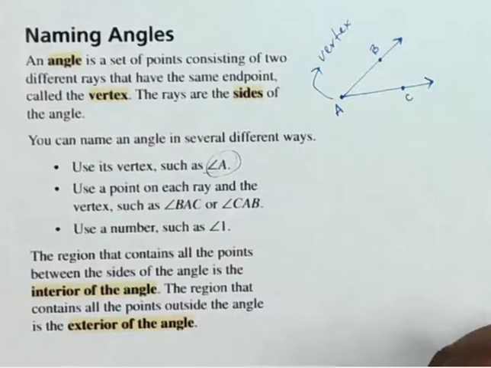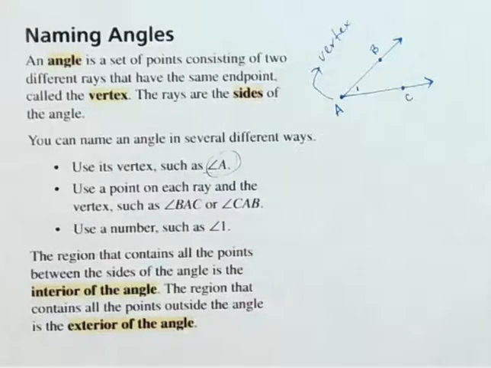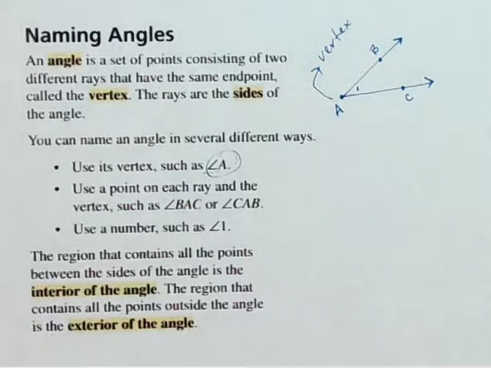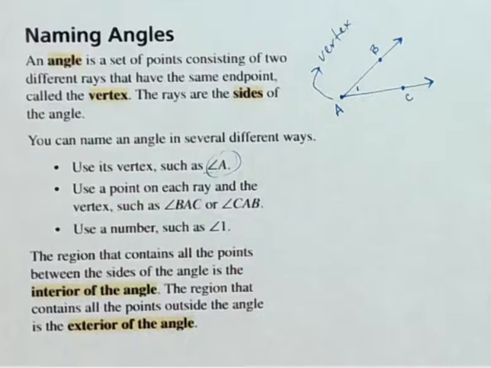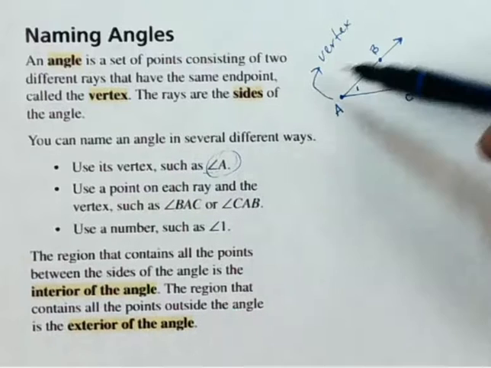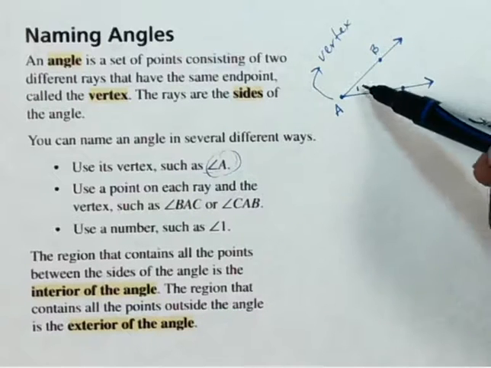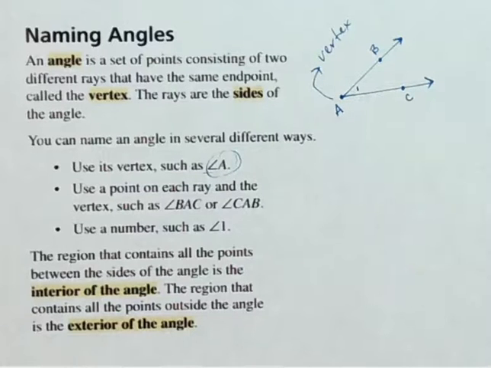All right. The third option that you'll see sometimes is a small number written inside towards the vertex. And so if I put a 1 there, this is going to be called angle 1. Okay, so I can call it angle A, I can call it angle BAC, angle CAB, and if there happens to be a number there, I can call it angle 1.